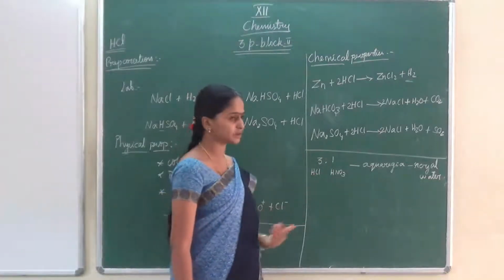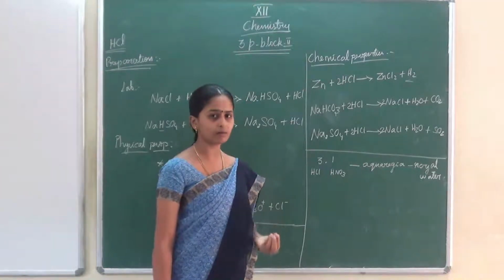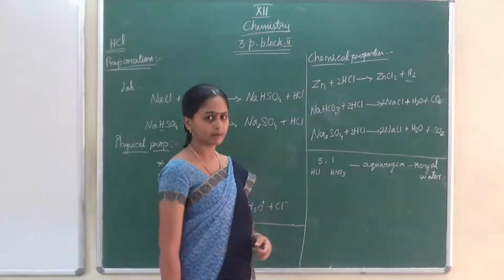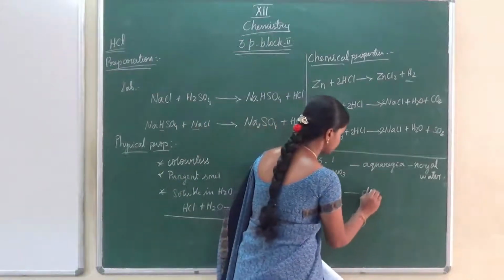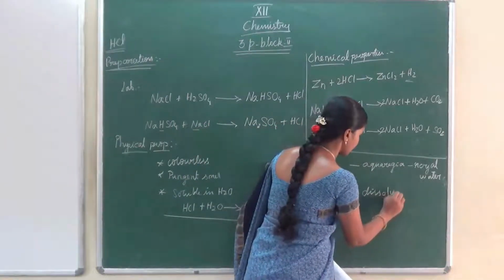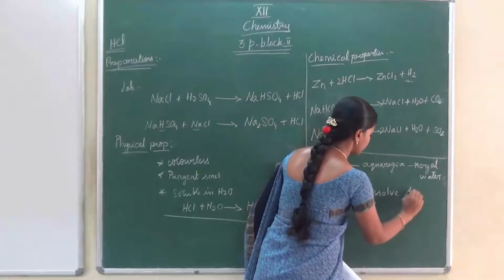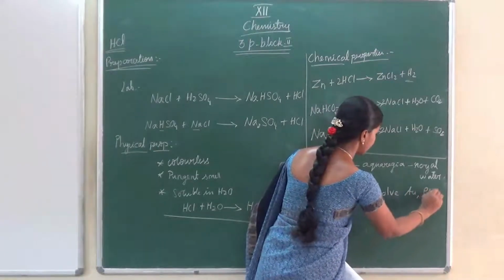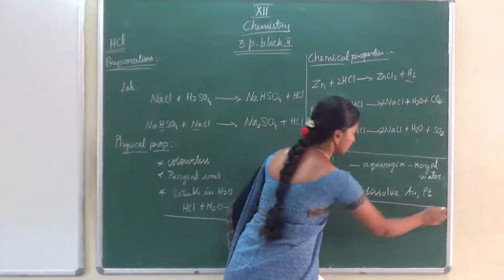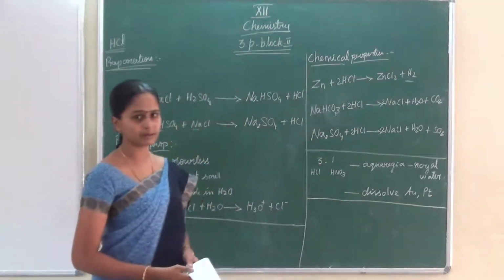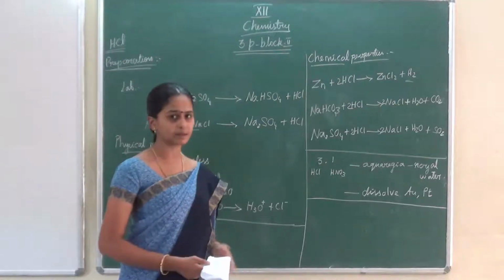For what purpose are we using this royal water? To dissolve gold and platinum. Okay, another 1 mark question: to dissolve gold and platinum. You can expect it. 2 more questions: what is aqua regia? Write its use. They can also ask like that.